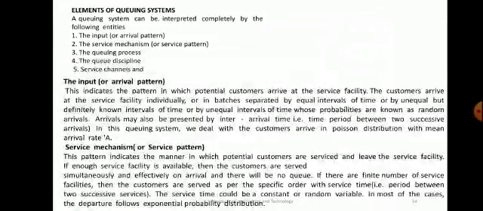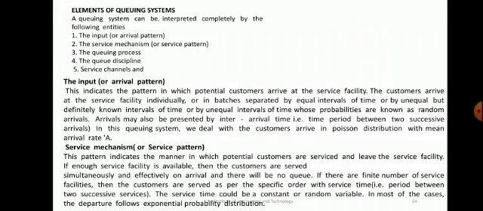Elements of the queuing system. A queuing system can be interpreted completely by the following entities: the input or arrival pattern, the service mechanism or service pattern, the queuing process, the queue discipline, service channels. These are the five things.